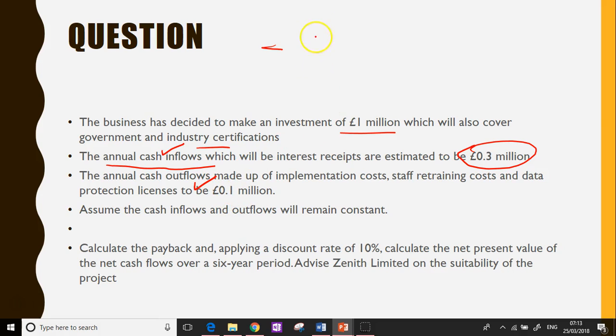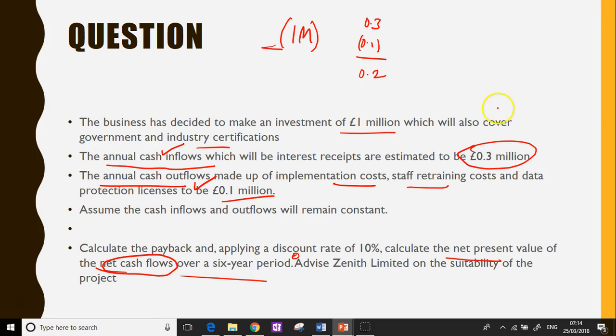So the fundamental issue is what your table should look like: you have 1 million going out, and then you will have inflows of 0.3, but you will also have an outflow of 0.1 going out, because the annual cash outflows are made of these three things as well. So overall you will have a net cash inflow of 0.2, and this happens over 6 years. It says you calculate the net present value of net cash flows over the 6-year period.